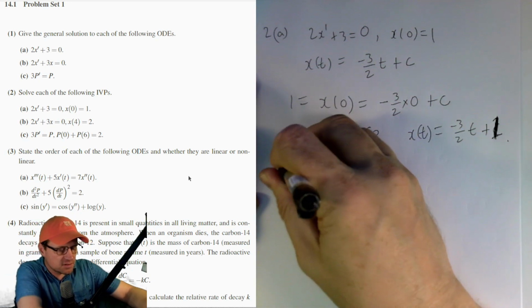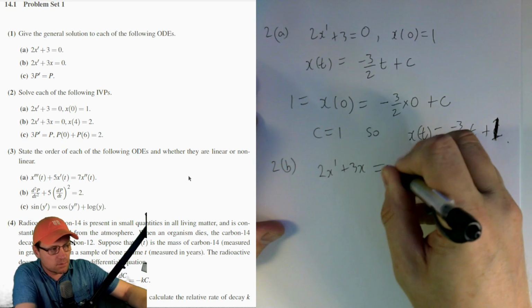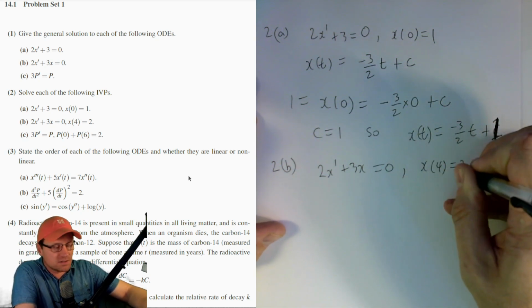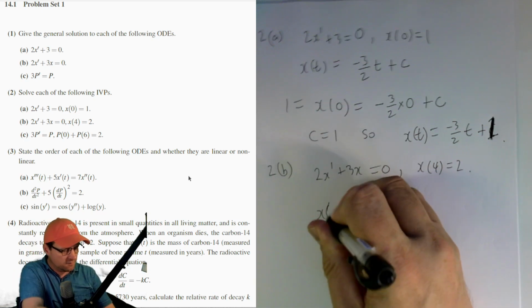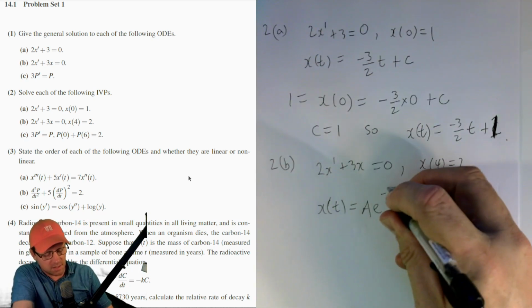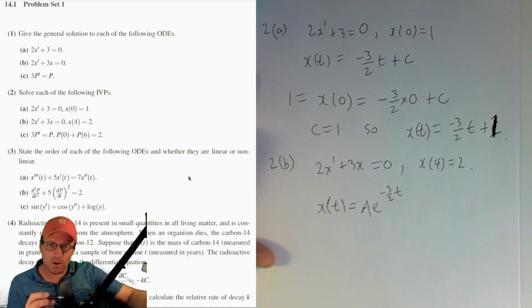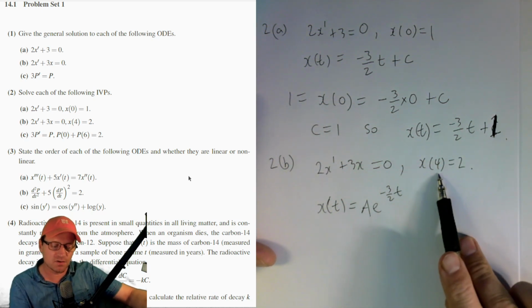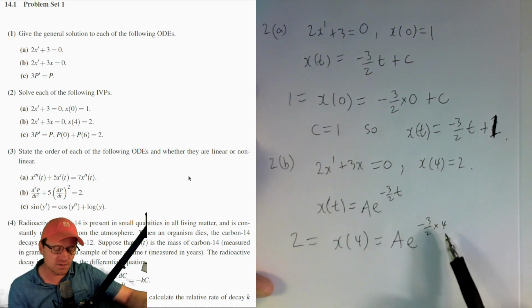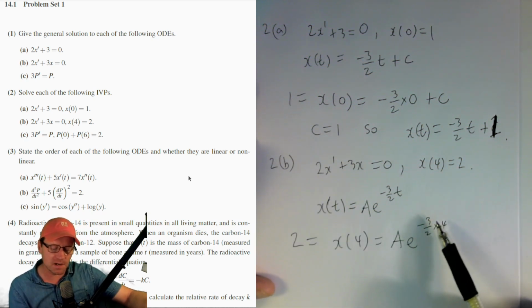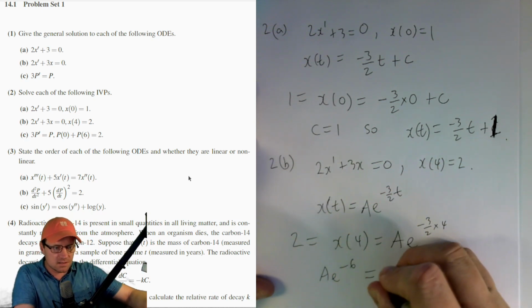Okay, so now let's move on to 2b. In 2b, we have 2x' plus 3x equals 0 with x of 4 equal to 2. Now, from question 1b, we got x of t is A e to the -3/2 t. So we want to use x of 4 is 2 to find out what A is. That says when t is equal to 4, x is equal to 2. Simplifying this, 4 divided by 2 is 2. So in the exponent, we have -3 times 2, which is -6. So A e to the -6 is equal to 2.